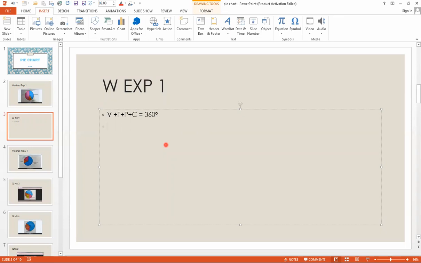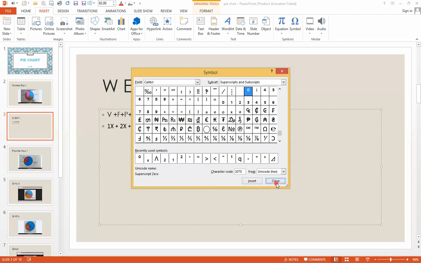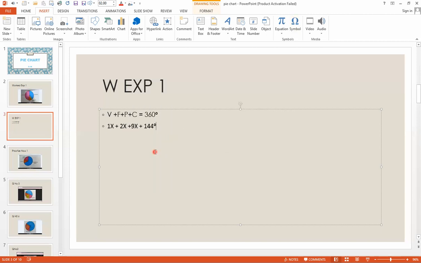Now we come to the values. Vitamin equals 1x. Next, fats, and it is equal to 2x. The protein is equal to 9x. And the carbohydrates, its value is already given, that is 144 degree. So I put the degree sign here again. And all this is equal to 360 degree.